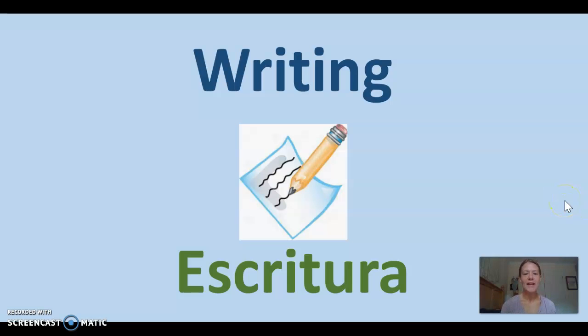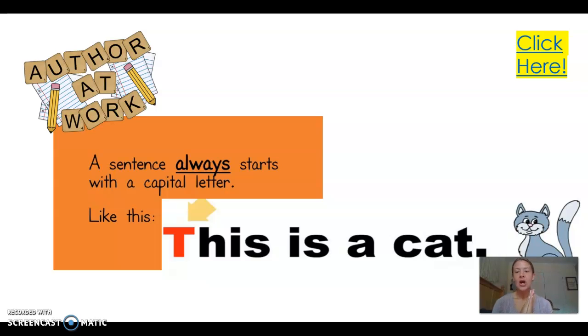So today for writing, we are going to be working on something I know you are going to be awesome at. So we had talked before about always starting our sentences with a capital letter, right? So just like this, we have the sentence, "This is a cat," and we talked about that we only need a capital letter to be the first letter of the first word of the sentence. So I'm only going to capitalize this T.